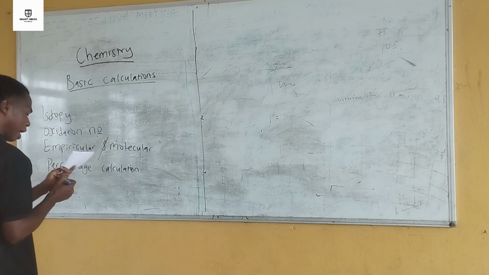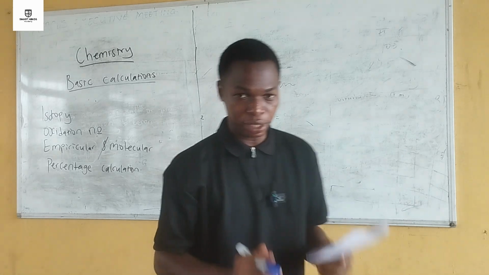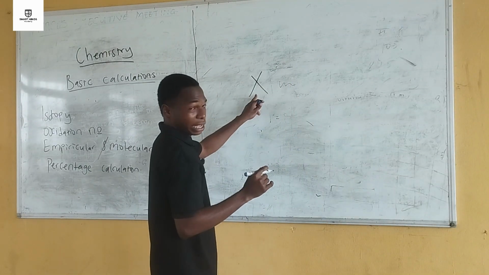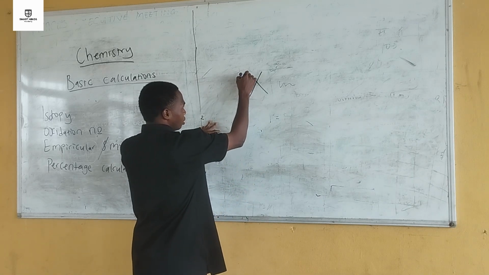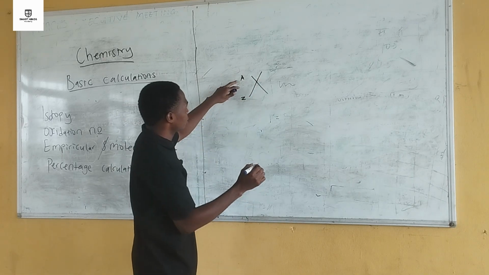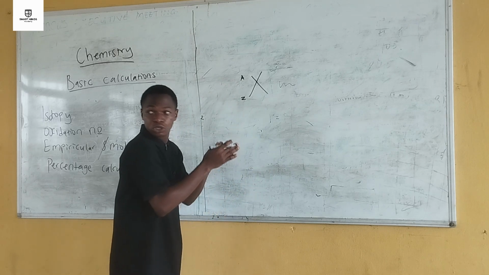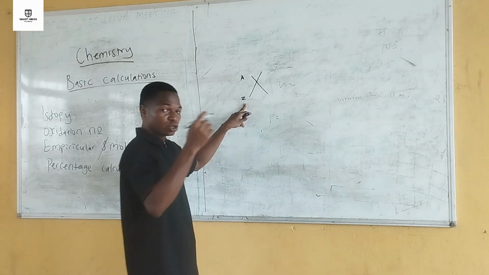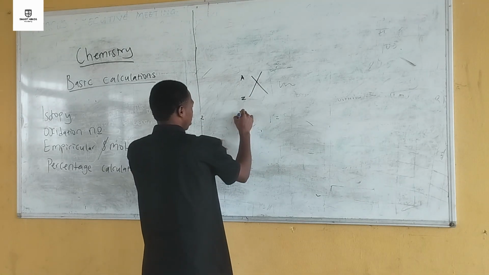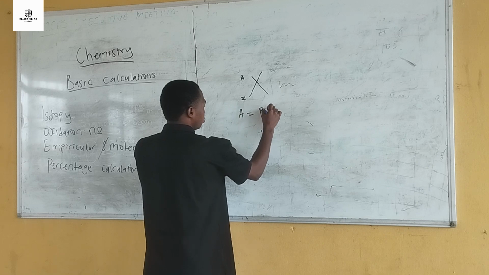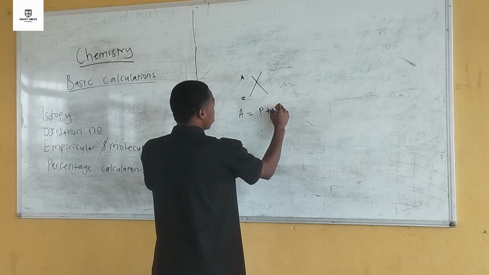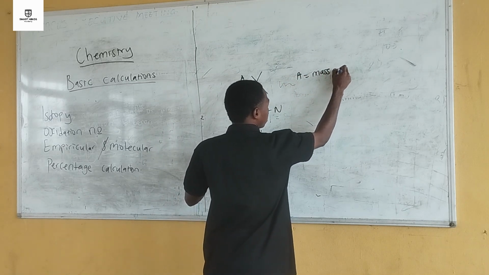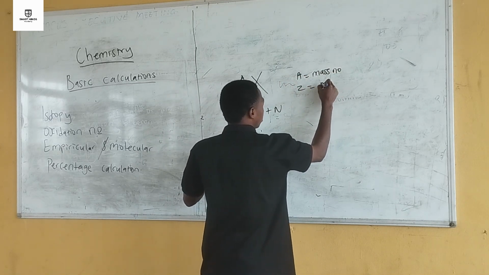Before we go any further, what is mass number? Let me explain. This is an atom X. I usually say the mass number is A and the atomic number is Z. Remember, the mass number is the number of protons plus neutrons together, and the atomic number is the number of protons. So A is equal to the mass number, and Z is equal to the atomic number.